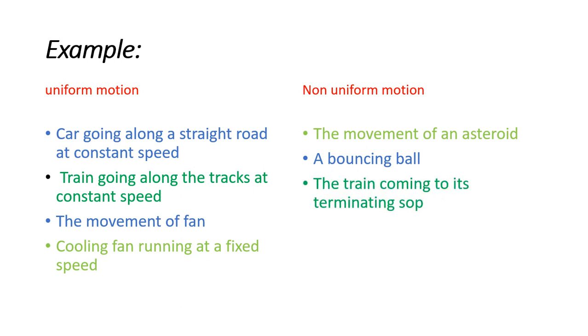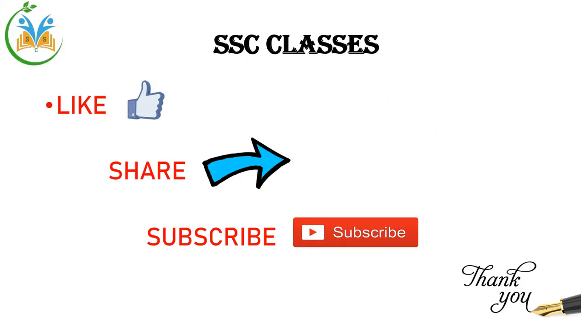Next, the train coming to its terminating stop. The train coming is not moving at continuous, constant speed. Next, dragging a box on a surface. Take a box or any object and drag it on a surface. The surface is not fully finished. It is a rough surface. When you rub it and move it, it is an example of non-uniform motion.